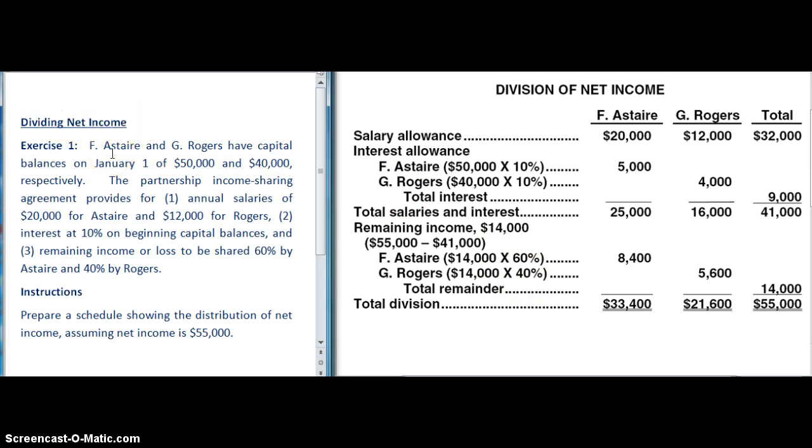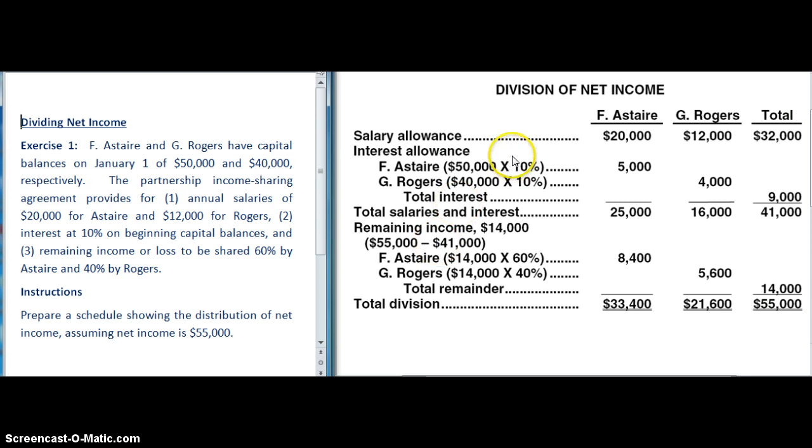F. Astaire and G. Rogers have capital balances on January 1 of $50,000 and $40,000 respectively. The partnership income sharing agreement provides for annual salaries of $20,000 for Astaire and $12,000 for Rogers. Interest at 10% on beginning capital balances and remaining income or loss to be shared 60% by Astaire and 40% by Rogers. The instructions are: prepare a schedule showing the distribution of net income, assuming the net income is $55,000.